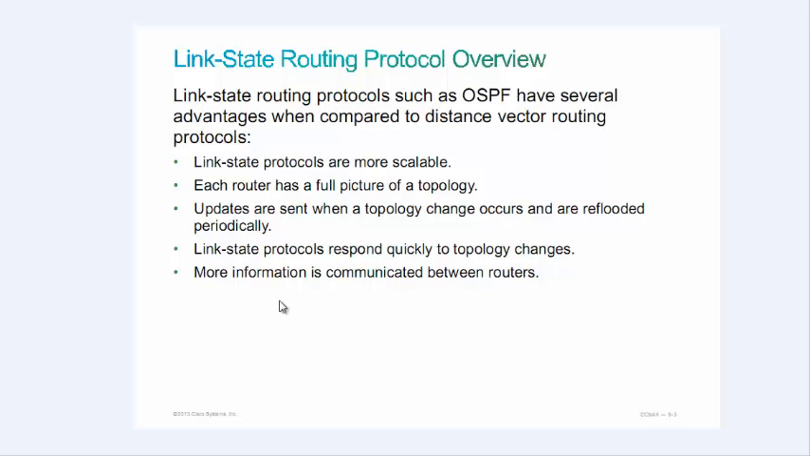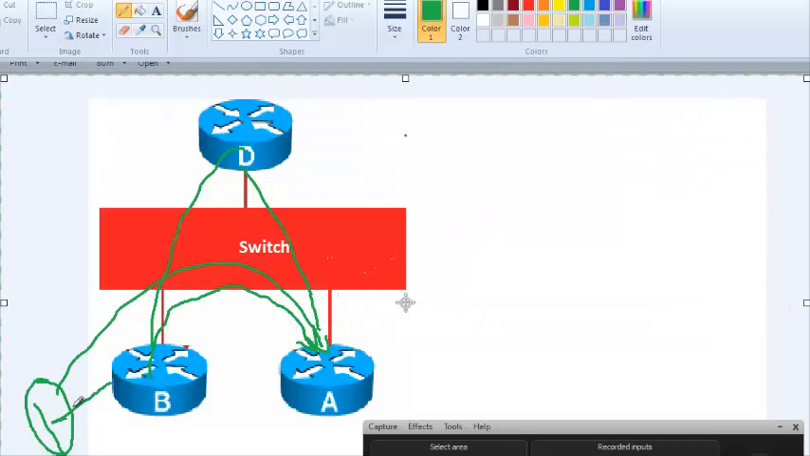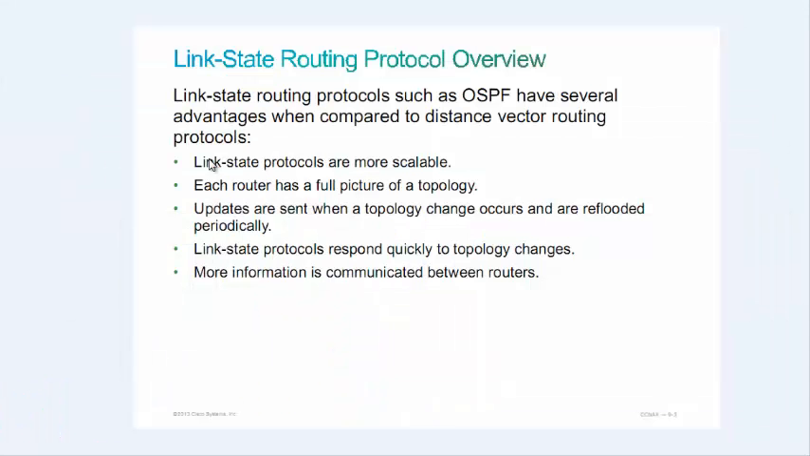Now, link state protocols respond quickly to topology changes. This is called triggered updates. The updates in link state are called triggered updates because once a change happens, say the network over here on B goes down, B will tell router A very fast. That's why the updates are very fast. And more information and communication of LSA updates, link state requests and all those things happens between these two end routers.